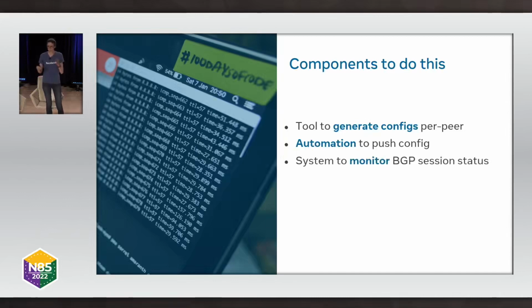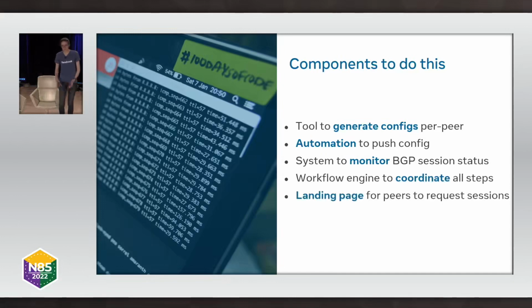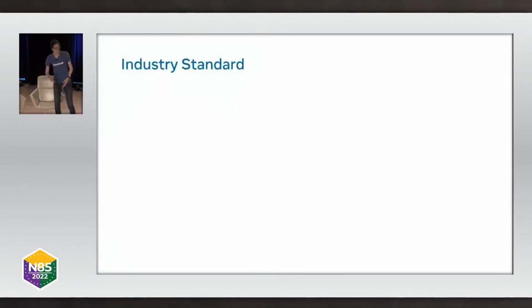And then you're also going to need some kind of system to monitor your session status so you can tell your partners whether or not the session is up. You'll need some kind of engine to coordinate everything. And finally, you need some kind of page where your peers can go and actually request the sessions. With these key components, you could set up a very similar model to ours as well. So over to you, Ben.